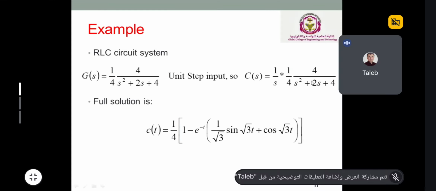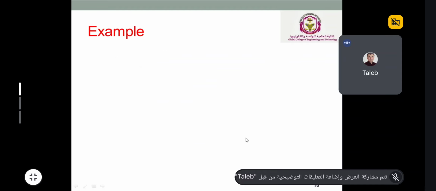This is the way that we go through the Laplace transform and inverse Laplace transform. And here, the full solution will be this. The final solution, based on that formula, will be in terms of omega n, omega d, and zeta. You put these in, and it will be like that.